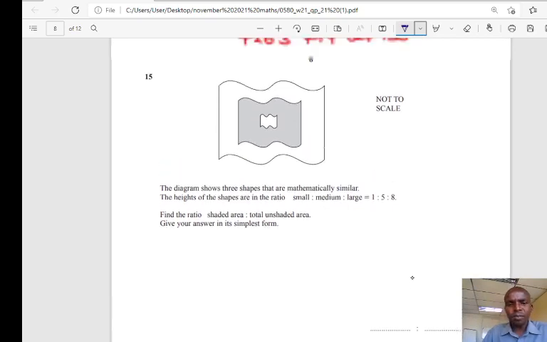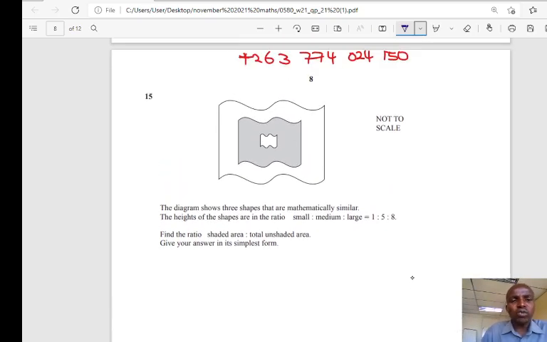Right, this one, the diagram shows three shapes that are mathematically similar. The heights of the shapes are in the ratio small, that is inside, 1 is to 5 is to 8. Small, medium, large, 1 is to 5 is to 8. Find the ratio of shaded area to total unshaded area. Give your answer in its simplest form.